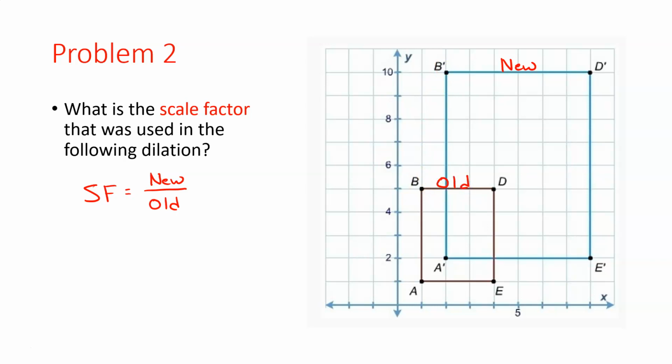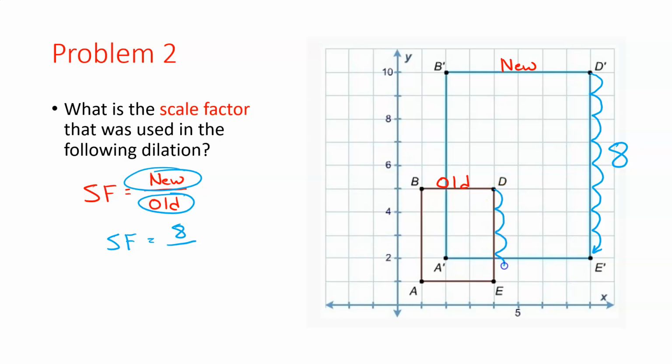Looking at old to new, I see that the new one got bigger, so my scale factor should be a number greater than 1. Let me find a side to actually work with. I'm going to pick blue here. Pick a side on the new one. This time I'm going to pick the right-hand side: 1, 2, 3, 4, 5, 6, 7, 8. That measures 8 units. So my scale factor is going to be 8 over, let me compare that to the same side of the old one. From D prime to E prime, so from D to E, 1, 2, 3, 4.